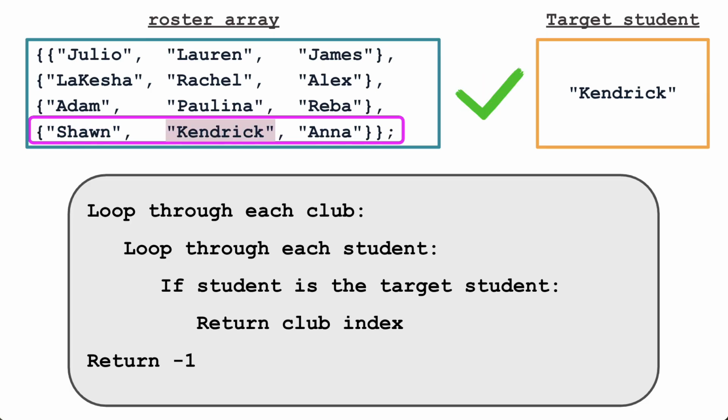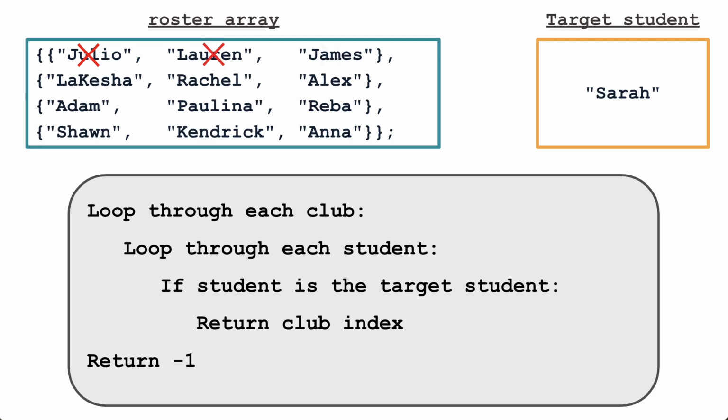Finally, the algorithm finds Kendrick, so it returns the club index, which is 3. Let's say that the teacher is looking for a student named Sarah. In this case, the algorithm will loop over each club and each student in each club, and when the target is not found, return -1.